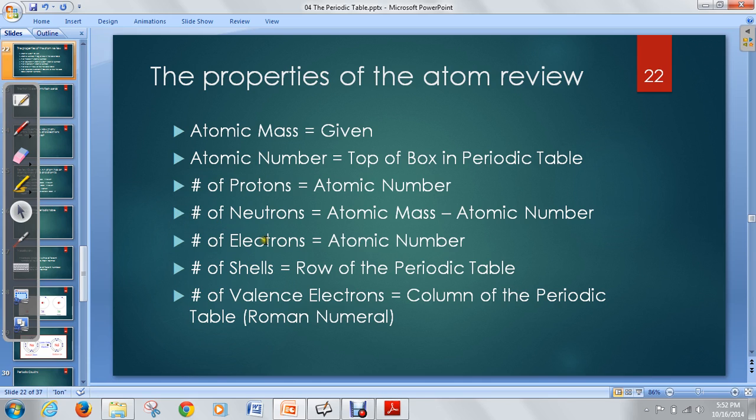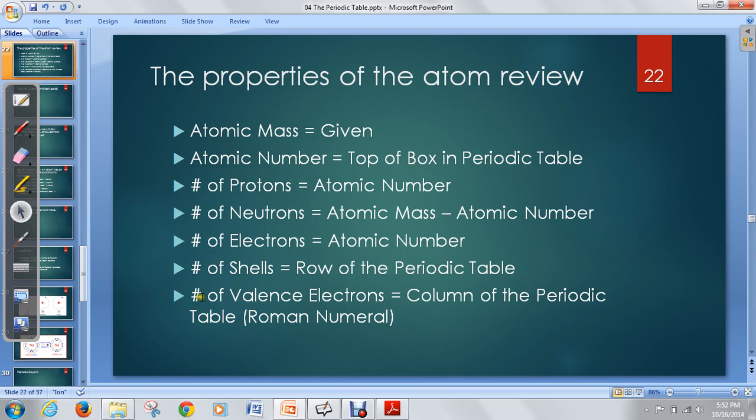Then, the number of electrons is also equal to the atomic number, or the number of protons. The number of protons and the number of electrons are going to be the same. The number of shells is going to be equal to the row of the periodic table. Again, I showed in an earlier podcast why that is, but the different rows of the periodic table have a different number of shells. So Mendeleev kind of already embedded that in for us, which is really nice. If I want to find the number of shells, I can either draw the diagram or just look at the row of the periodic table. So if the atom's in row 3, then it's going to have 3 shells.